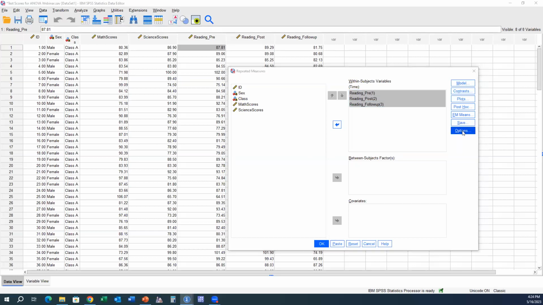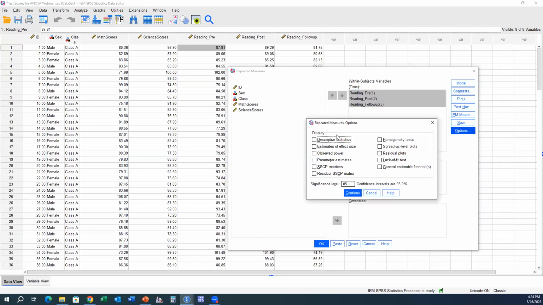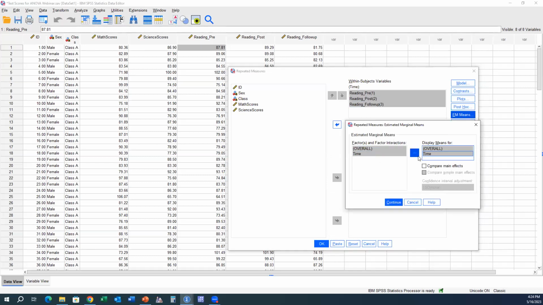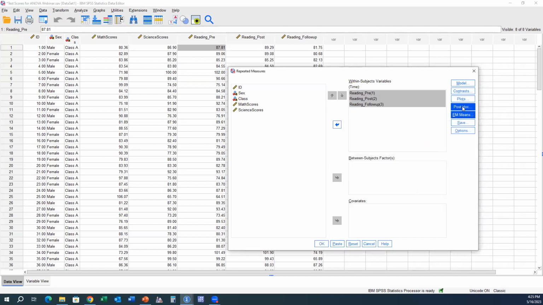All right, then we go to options. And the same options, descriptive stats, effect size, homogeneity tests. For this, I'll go to estimated marginal means, select both of these, and check mark this box here. We don't run post hoc tests here because we are not comparing groups.